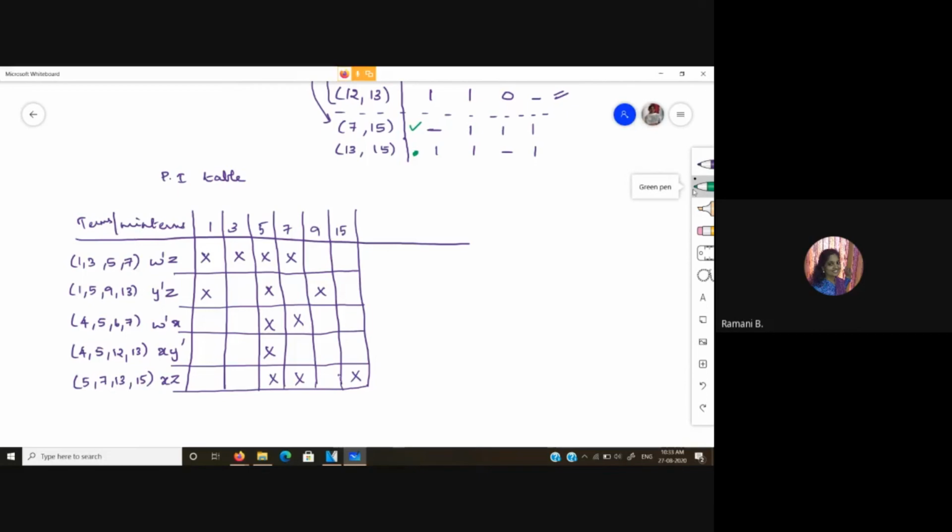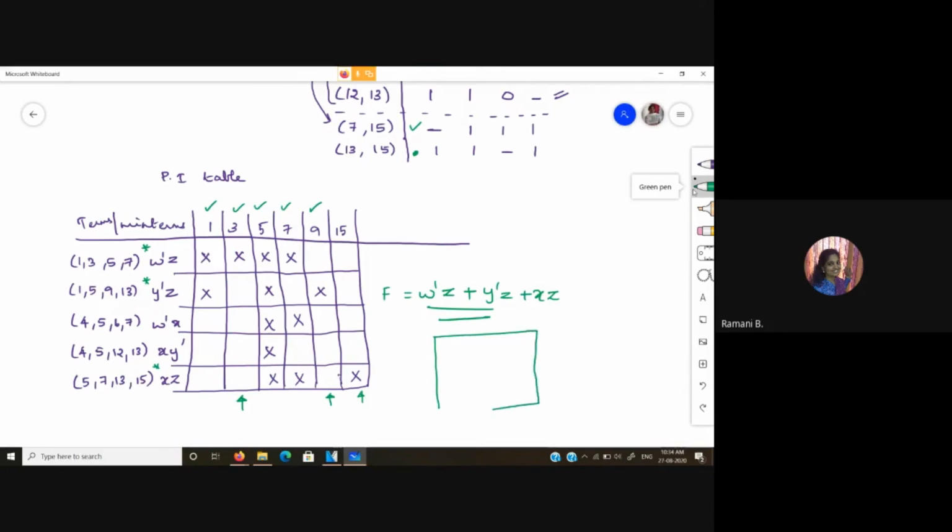Now checking for the single tick mark or single cross. You have this as an essential prime implicant, covering the terms 1, 3, 5 and 7. Then you have a single X mark in these two terms, so this is also an essential prime implicant. So 1, 5 is already covered. However, for 9 you need that group, and for 15 you need this one. So the minimized expression is W bar Z plus Y bar Z plus X Z. This is your final expression.